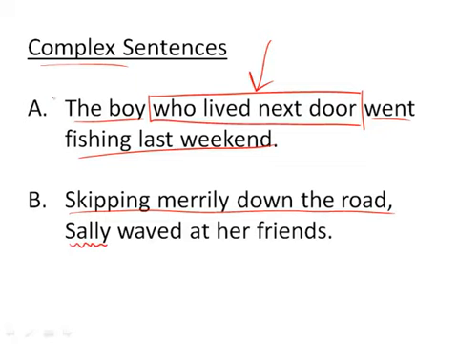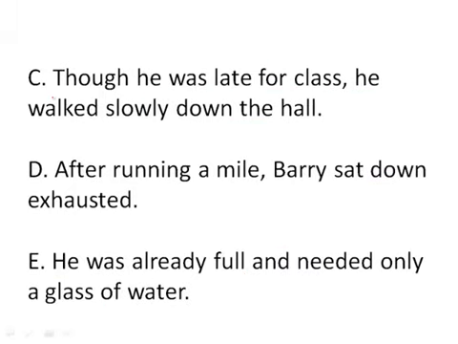Because remember, skipping merrily down the road is not a sentence in and of itself. Sally waved at her friends is a sentence. And so just like that, a non-sentence dependent clause plus an independent clause gives us a complex sentence. Now, typically, when we are using or creating complex sentences, we use these conjunctions. These are called subordinating conjunctions.